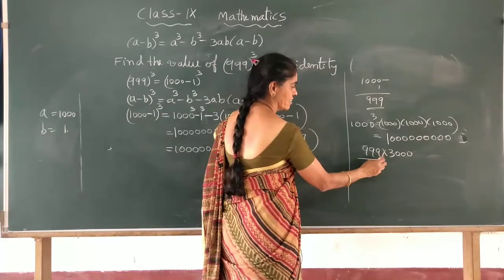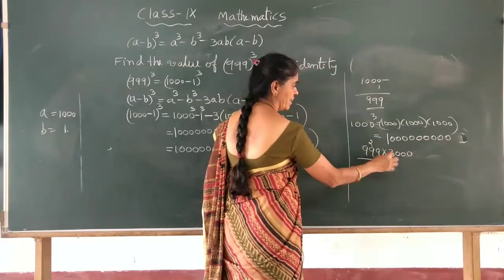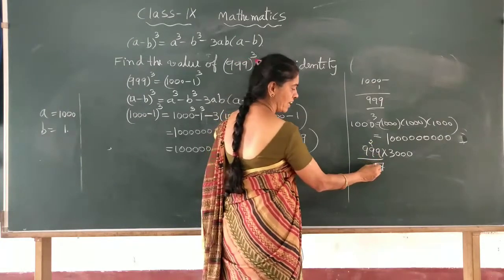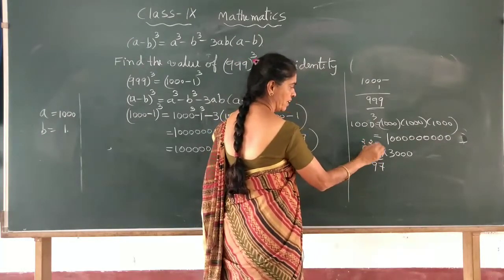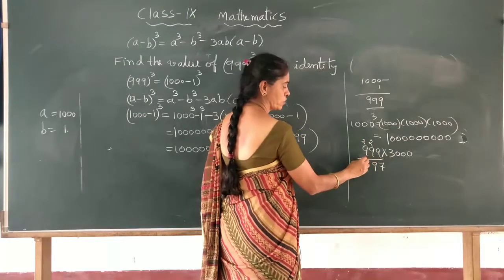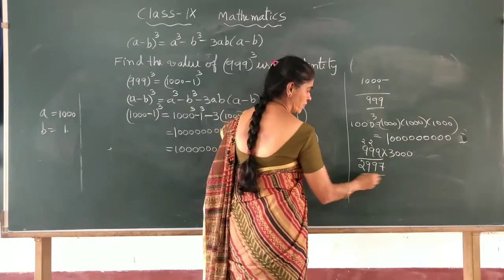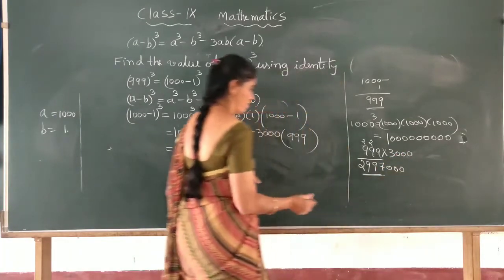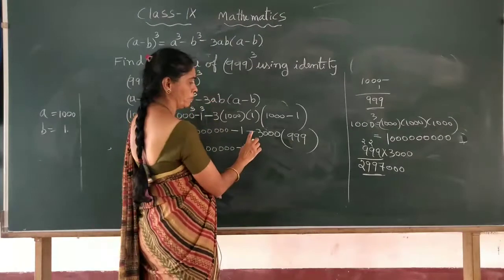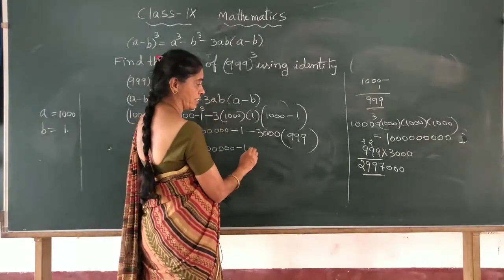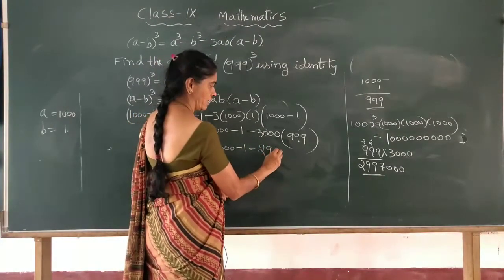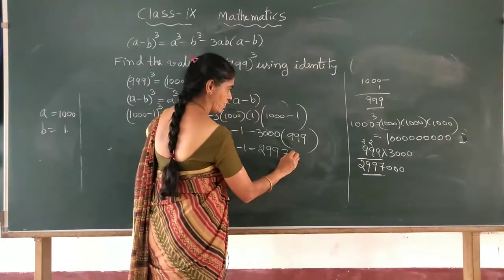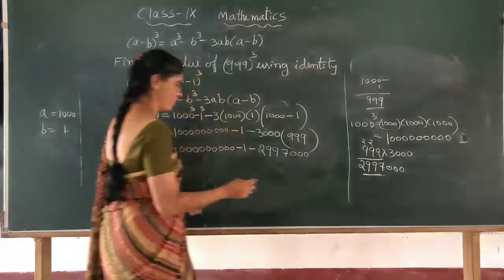3 nines are 27. 2 in hand. 3 nines are 27 plus 2, 29. 2 in hand. 3 nines are 27 plus 2, 29. Then how many zeros here? 1, 2, 3. 1, 2, 3. So you will get which sign? Minus into plus, minus. Minus you will get 2997000, not 2009, sorry children, 29 lakh 97,000 we will get.